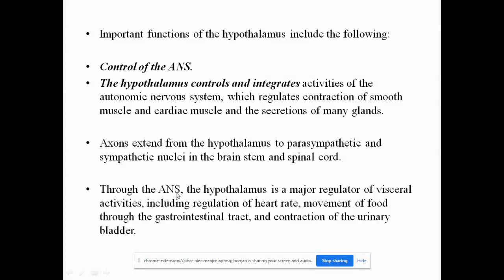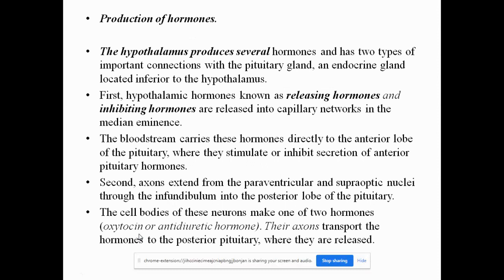So through the autonomic nervous system, the hypothalamus regulates major visceral activities, physiological activities, internal activities of the smooth muscles, like the regulation of heart rate, movement of the food through the gastrointestinal tract, contraction of the urinary bladder, etc. So that is the role of the hypothalamus in the control of the autonomic nervous system.